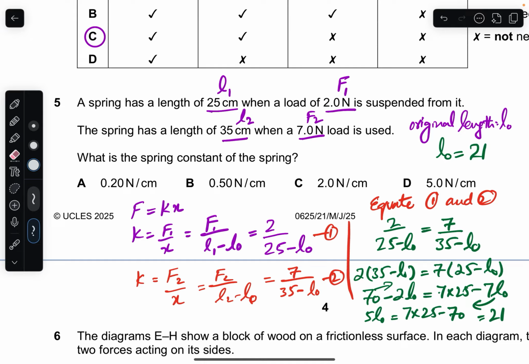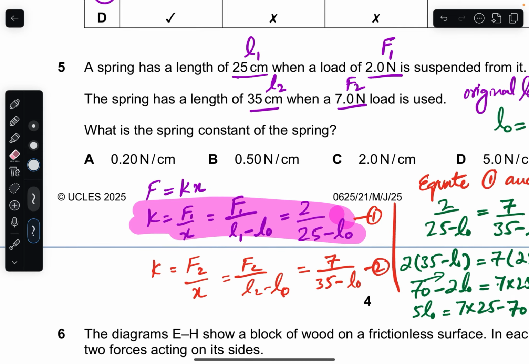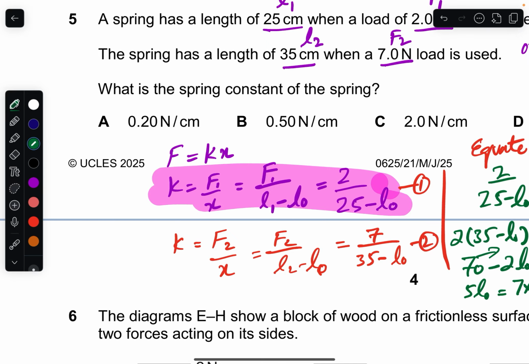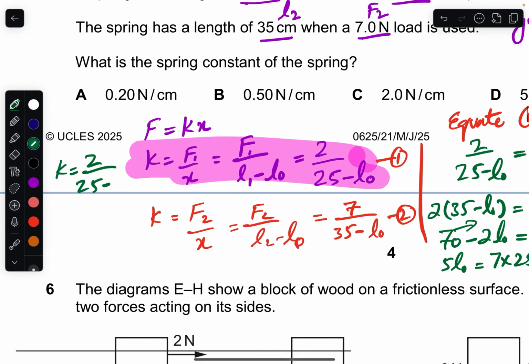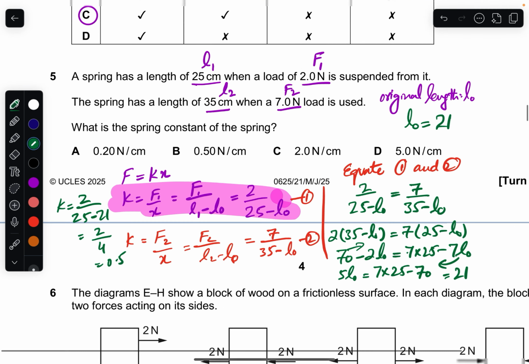Now you can use any one of the pieces of information to get the spring constant. Let's use this one. So k is equal to 2 over 25 minus 21. So it gives you 2 over 4, 0.5 will be the answer. Newton per centimeter. So it's option B, that is correct.